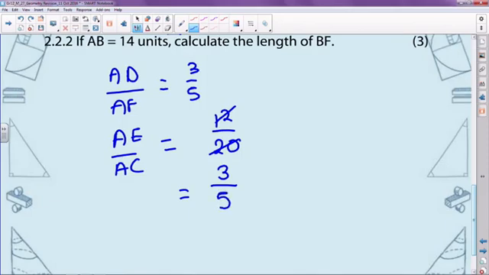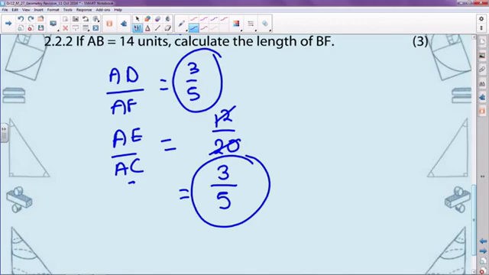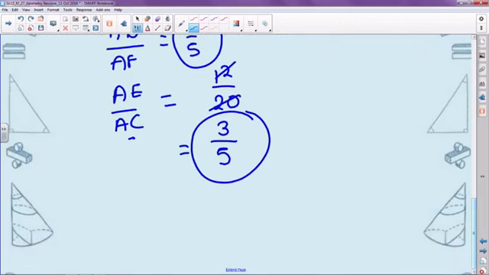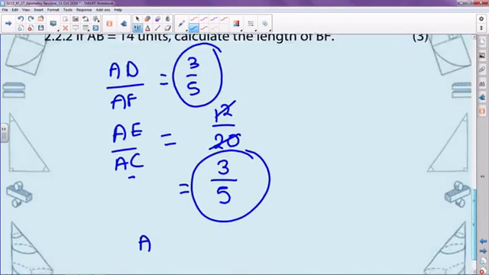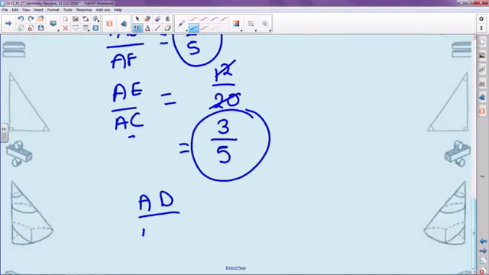And look at what we've shown. We've shown that the ratio of AE over AC is the same as the ratio of AD over AF. So that must mean that those two lines, which they want us to prove, are in fact parallel. So therefore AD over AF is equal to AE over AC.